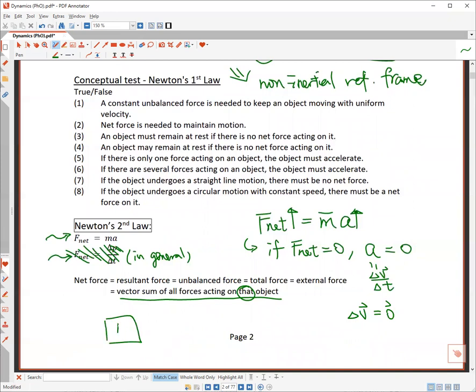So let's say there are two objects, okay, A and B. If you want to find the acceleration of object A, then what do you need to include in the net force? You only need to include the forces acting on object A. F2 is acting on object B. Of course, you should not include this force to calculate the acceleration or the net force of object A. Okay, so this is what we mean by the net force.